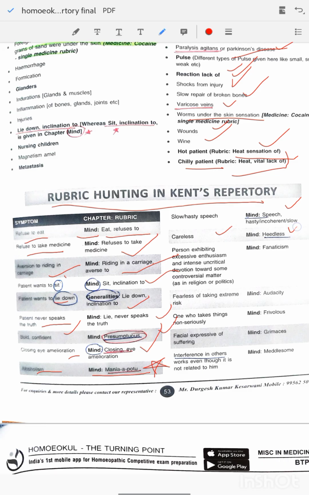Careless is mind heedless. A person exhibiting excessive enthusiasm and intense, uncritical devotion towards some controversial matter is fanaticism. Fearless of taking extreme risk is audacity. One who takes things non-seriously is frivolous. Facial expression expressive of suffering, grimaces. Interference in other work is meddlesome.